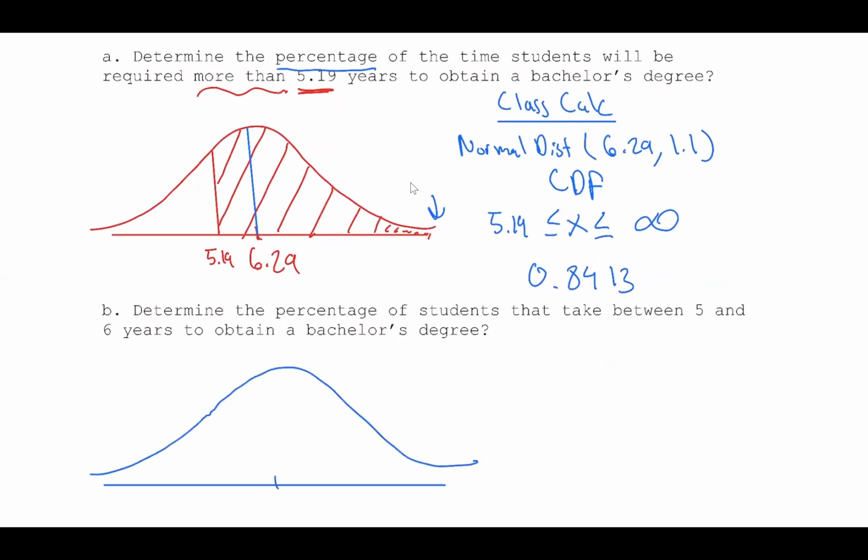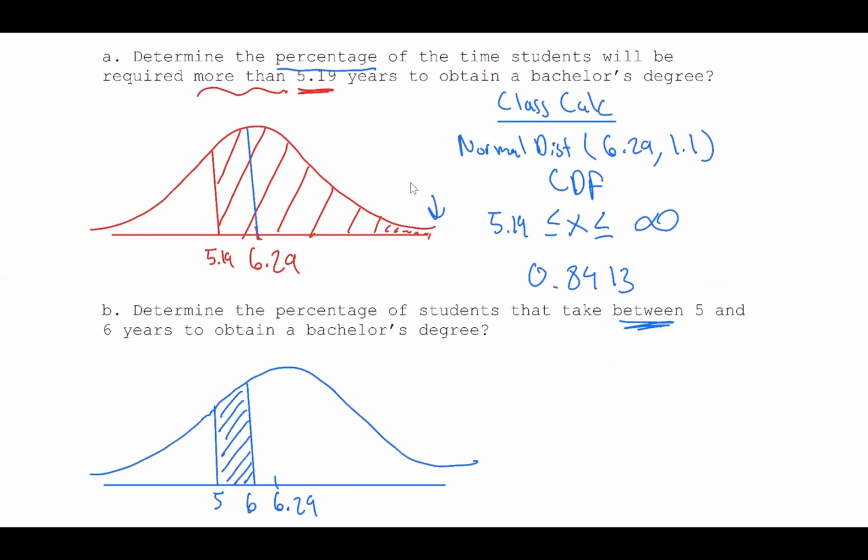All right, so we go 6.29. If you look at this one, it says determine the percentage of students that take between 5 and 6 years to obtain a bachelor's degree. So we'll say here goes 5, and here goes 6. 5 to 6. And it says between, so you shade between it.